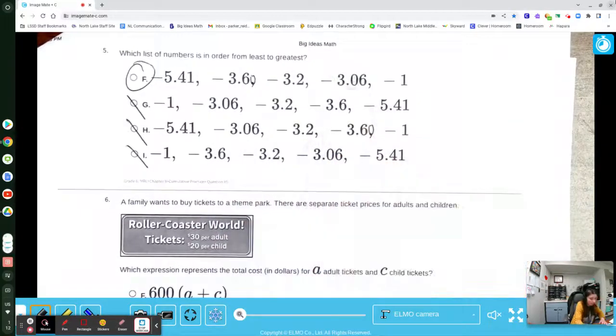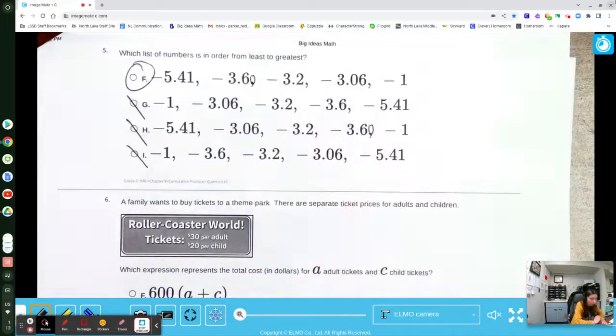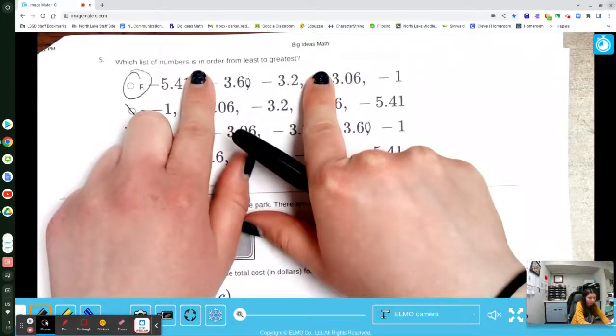3.60 is less than 3.06 because its 6 is in the 10th place. This one is in the 100th place. Again, think about them as positives. This is more money. So in the negative world, it's actually less.